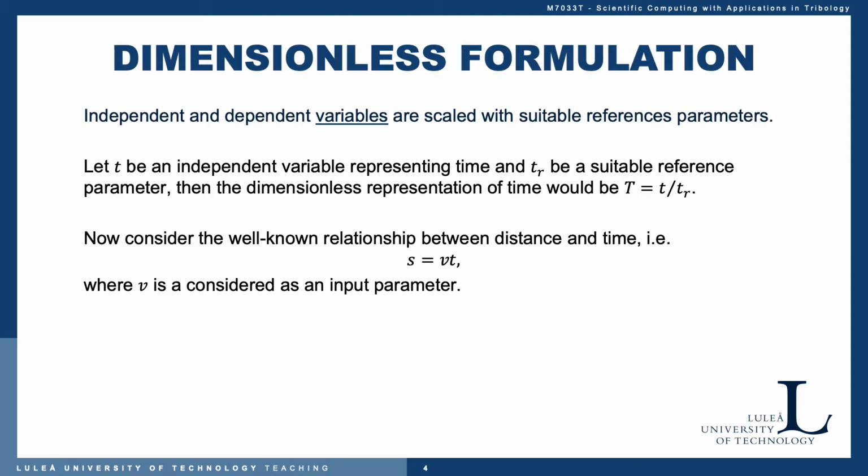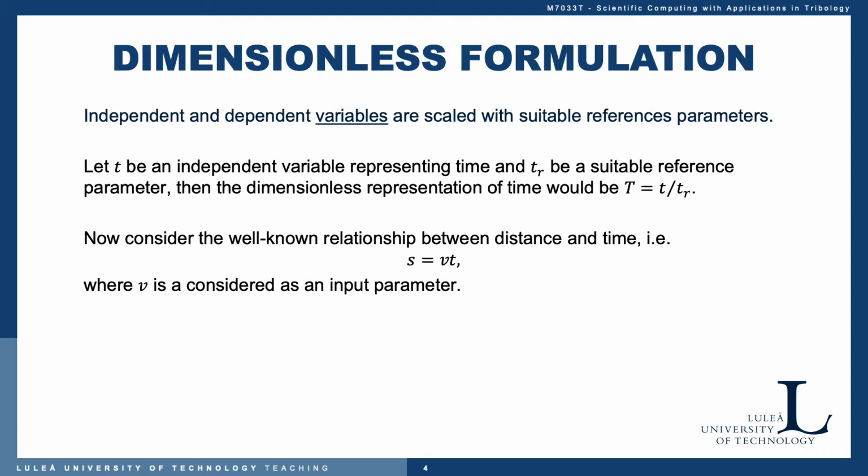A dimensionless formulation of a problem can be obtained if you scale your independent and dependent variables, and this needs to be done by selecting some suitable reference parameters. For example, if t is an independent variable that represents time, then if we find t_r to be a suitable reference parameter, we can describe the dimensionless representation of time as the ratio between time and the reference parameter.